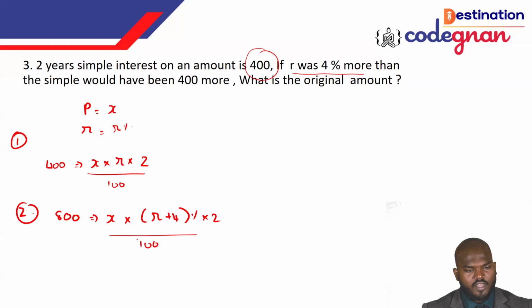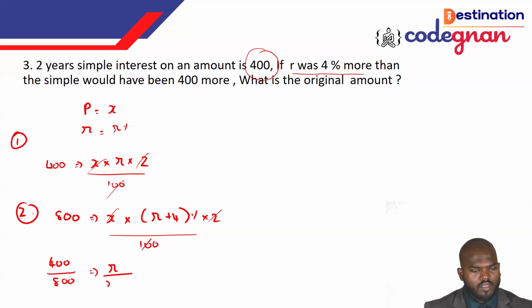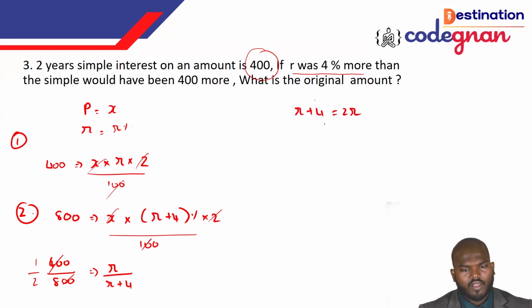So comparing the two values, guys, we can get one thing: the 100 gets cancelled, x and x get cancelled, and you have the r's and the 2 gets cancelled. So you will have 400 by 800 is equal to r by r plus 4. If you deal with this, it will give you 1 by 2. So 1 by 2 is equal to r over r plus 4, so r plus 4 is equal to 2r. Taking the r to this side, you get r is equal to 4%.